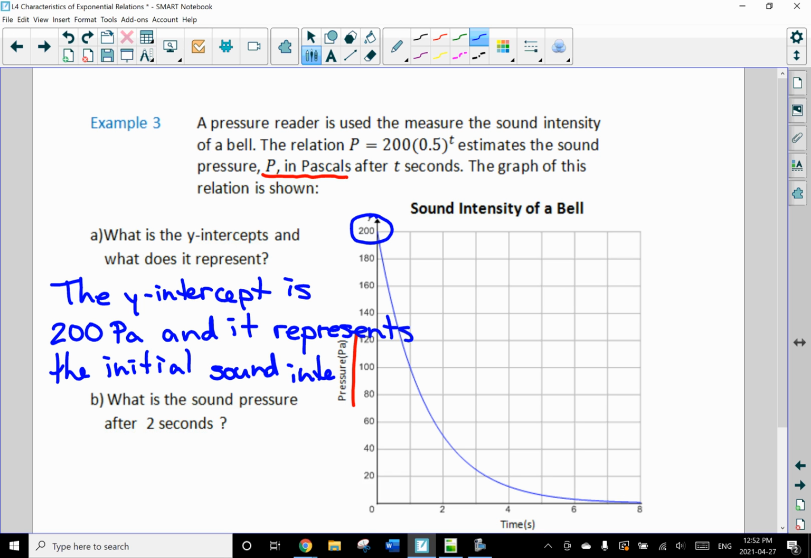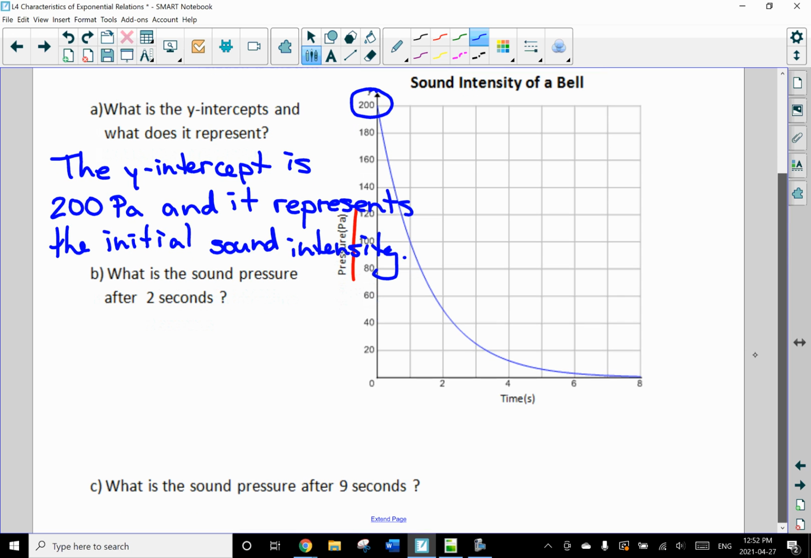And as a teacher, I would accept the words, oh yeah, it's intensity, instead of talking specifically about pressure, because that's how you would make sense of this question. It's how well you can hear the bell, how loud it is compared to how faint it is. Even though it's talking about pressure, that's what sound waves actually move in. They're measured in pressure, because that's how the waves move.